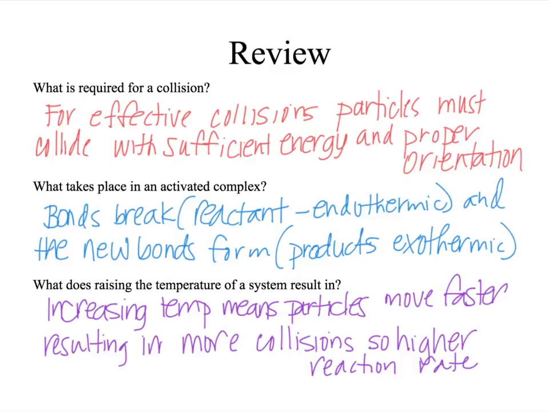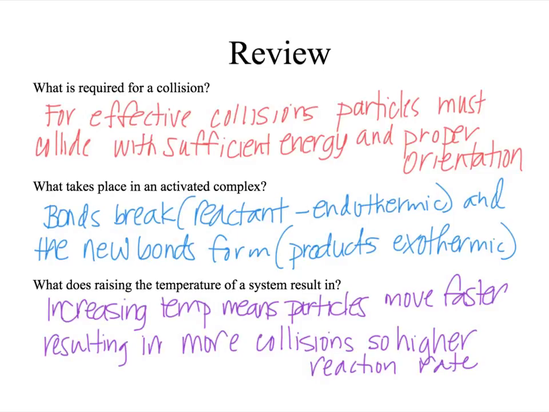All right, what is required for a collision? Remember, for a collision to be effective, the particles first of all have to collide, and they have to have sufficient energy, and they have to have proper orientation. In your notes, we talked about that, so make sure you know that those three things happen. Without collisions, we wouldn't have any reactions, and anything that we can do to increase the amount of collisions will increase the amount of reaction that can take place.